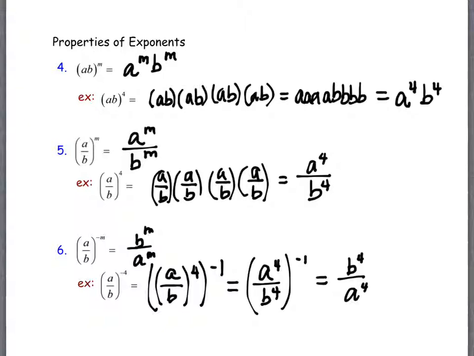Is there any way to explain why the negative flips the fraction, or do you just have to accept that? There is, but let me do it after I show you number 7. It's Lacey, right? Ask me again after number 7 if I forget, okay?